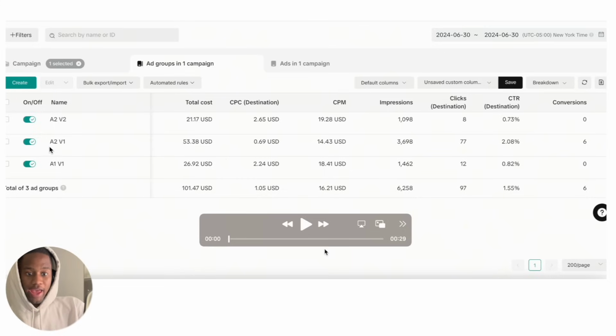But then look at the second ad group, right? A2 V1, angle 2 video 1, $53 in cost, 69 cents cost per click. Now that's more like it. And the reason it's 50 is because I doubled the budget when I realized that we were getting sales on this. I realized a little bit later, but it is what it is. 77 clicks, and this is what I'm looking for there. 2% click-through rate, okay? So that was what I was looking for. This is a winning ad group and a winning creative.